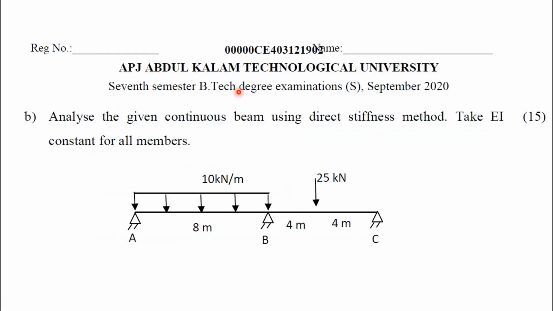So I have considered a question from the September 2020 BTech degree examination conducted by APJ Abdul Kalam Technological University. The question is, analyze a given continuous beam by using direct stiffness method. Take EI as constant. So this is a two span continuous beam. So let us follow the steps.